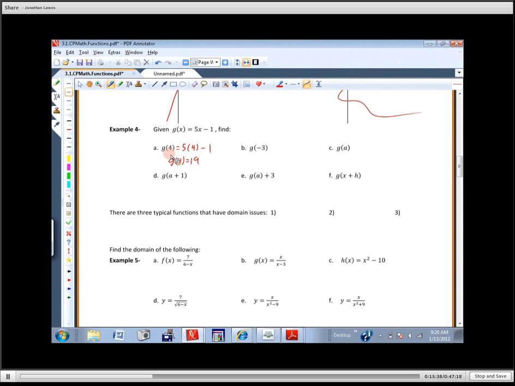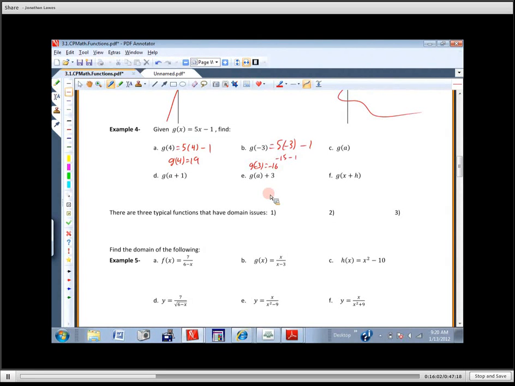So if you don't want to write this one this way, 5 times negative 3 in parentheses minus 1, at least think of it that way, visualize it that way in your mind, and then think, well, that's going to be negative 15 minus 1. So G of negative 3 is negative 16. Okay? At least think of it that way. Because then when we get to stuff like this, it makes it even easier.